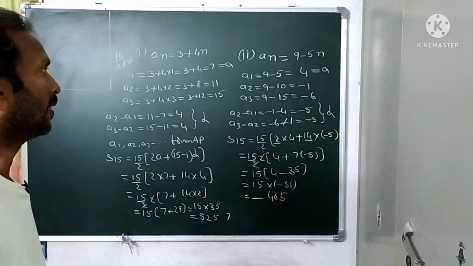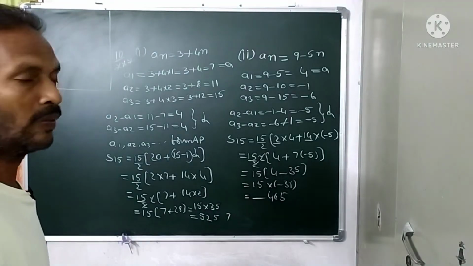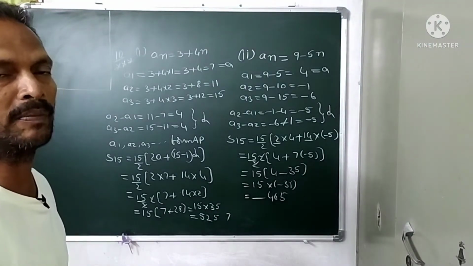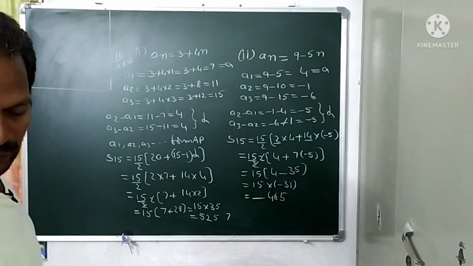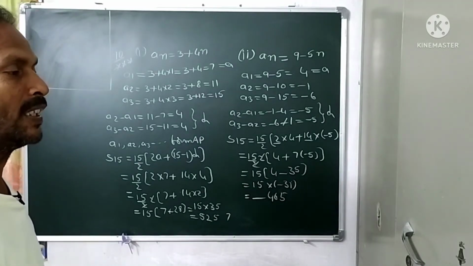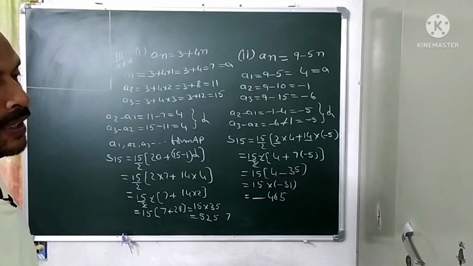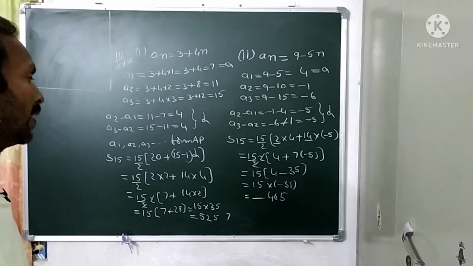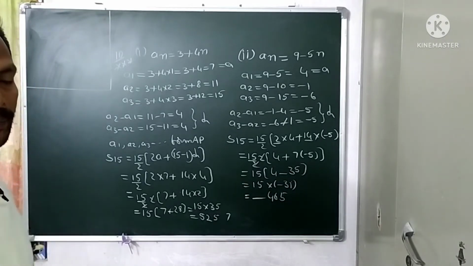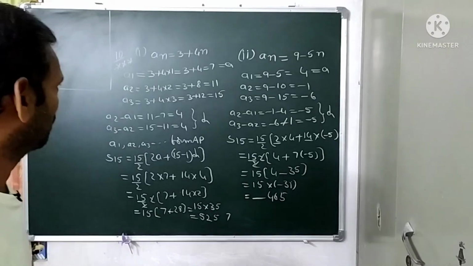When they give AN and ask you to show whether it forms an AP or not, what to do? First calculate three terms and find the common difference. If it is the same, then you can say that it forms an AP. Later go for finding the sum of 15 terms. Okay. Now we will discuss the next model.